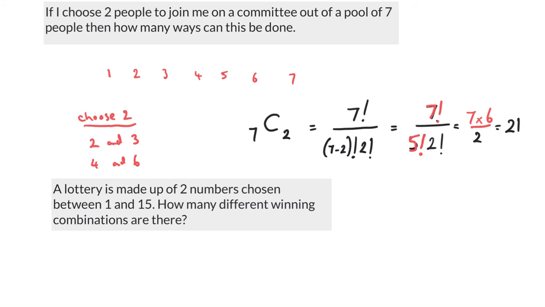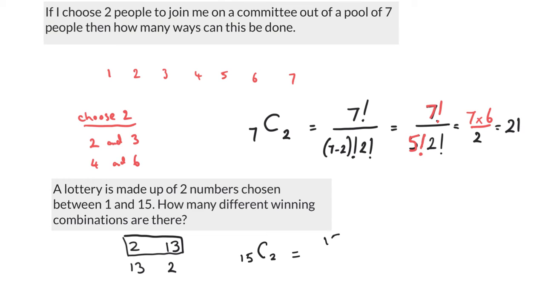So a lottery is made up of two numbers chosen between 1 and 15. It's a very simple lottery, of course. But if I say the winning numbers are 2 and 13, is it any different from 13 and 2? No, it's the same two numbers. Therefore, it doesn't matter what order these numbers come in. The winning numbers are still 2 and 13. Well, I've got 15 numbers to choose from, and I'm only choosing 2, so it's 15 choose 2.